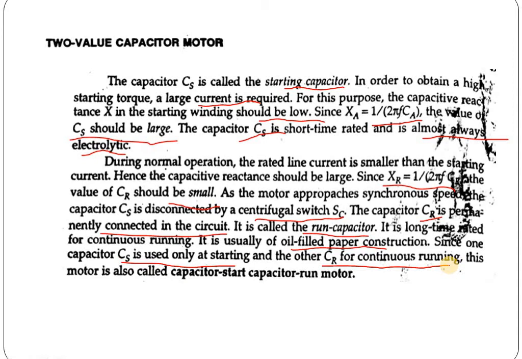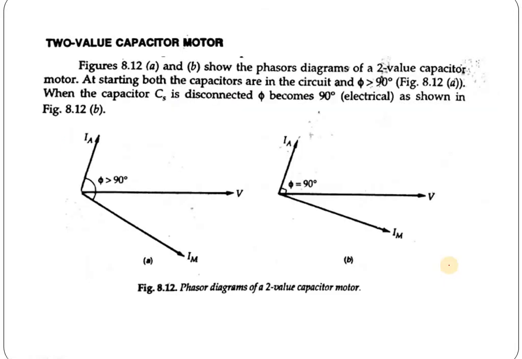You can easily understand that when we use this capacitor, we give additional force, so the motor's efficiency is enhanced, and whatever amount of force is required for rotation will be supported by the capacitor itself. So this is the main difference between the capacitor start motor and the capacitor start, capacitor run motor. Now let us see the phasor diagram of the two-value capacitor motor. These two figures of the phasor diagram are shown here.